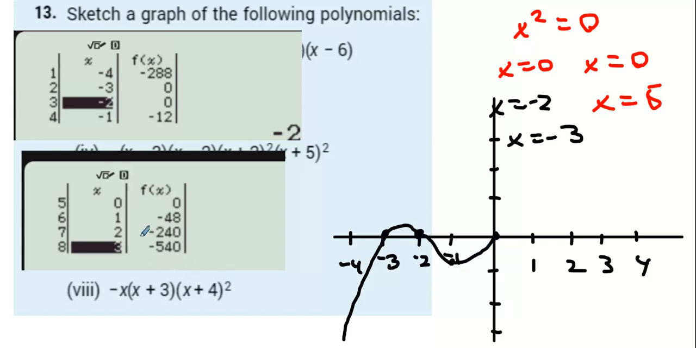Okay? And then what's next then? 1, minus 48. Do you notice it turns again? And 1, minus 48 could be down here. And then it keeps going down forever. It's a really weird looking graph, isn't it? So that's your best attempt at sketching it.